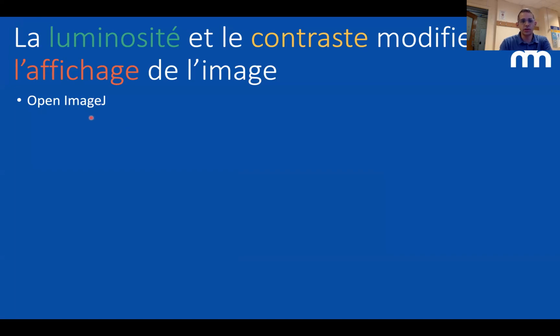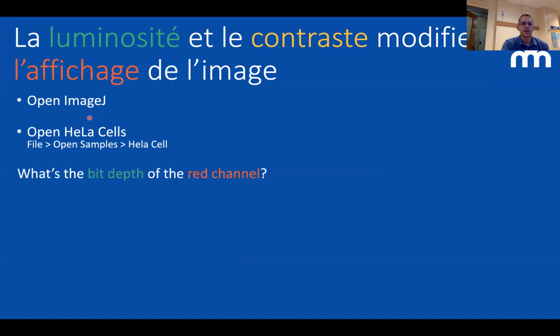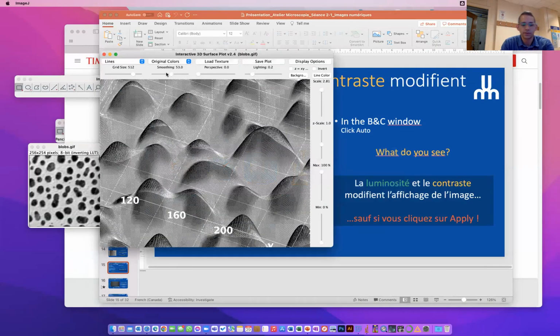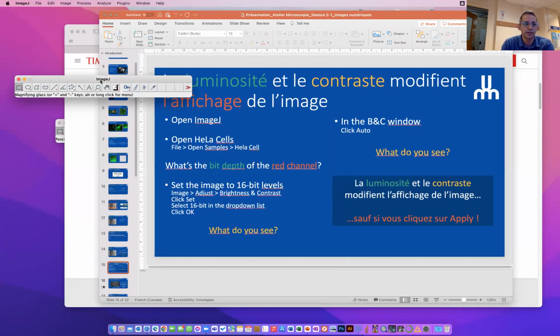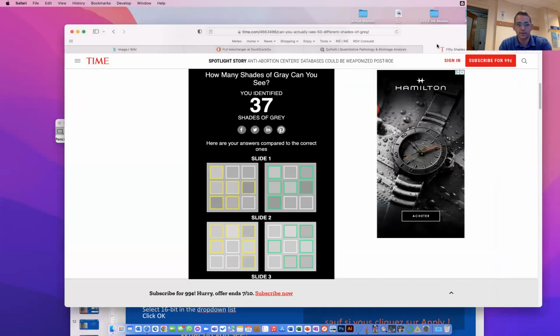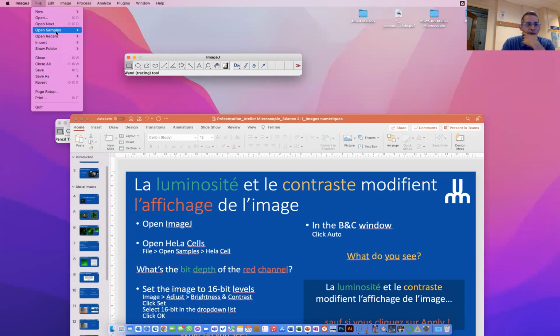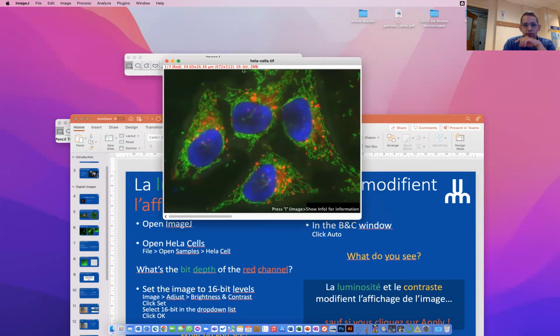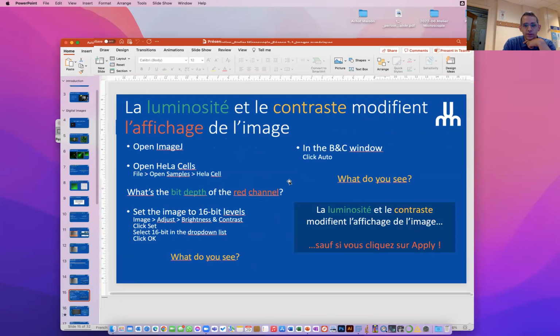So if you go back to ImageJ, and you open this time another sample called HeLa cells. You can go to File, Open Samples, HeLa cells. And the first question is, what's the bit depth of the red channel? To show you, I'm going to do it with you. You see that you have 3 colors, the blue, the green, and the red. And at the top of the image it tells you it's a 16-bit image. So the red channel is 16-bit.